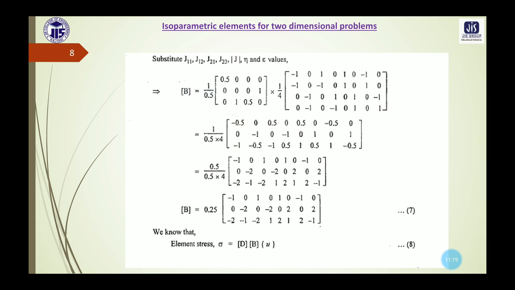So we need to only remember the formula of this strain displacement matrix, which needs a lot of practice, and if you can remember this formula, then we can easily calculate the strain displacement matrix value, which we are getting here as equation number 7.